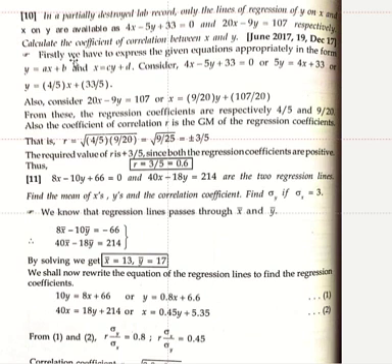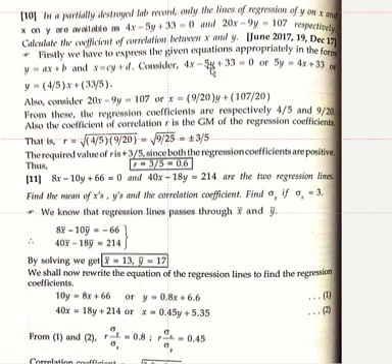Solution: first we have to express the given equations appropriately in the form of y is equal to ax plus b and x is equal to cy plus d. Consider these two equations. Consider 4x minus 5y plus 33 is equal to 0. We must write this in terms of y is equal to ax plus b form.